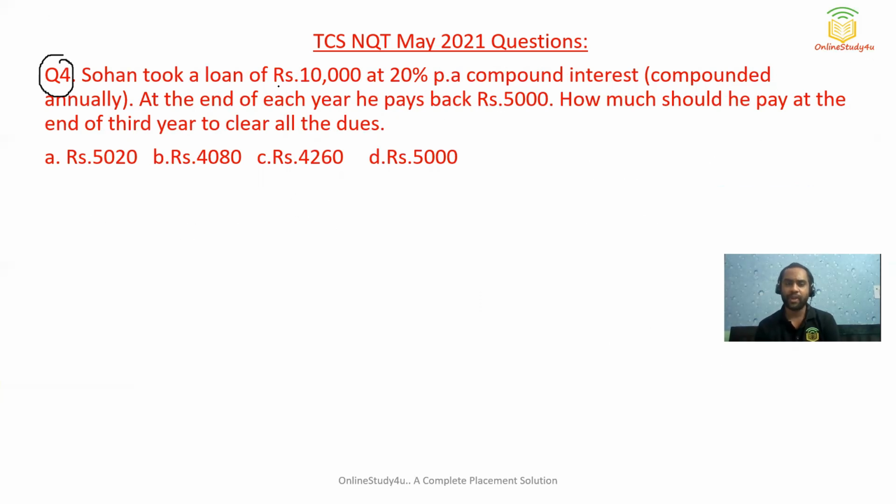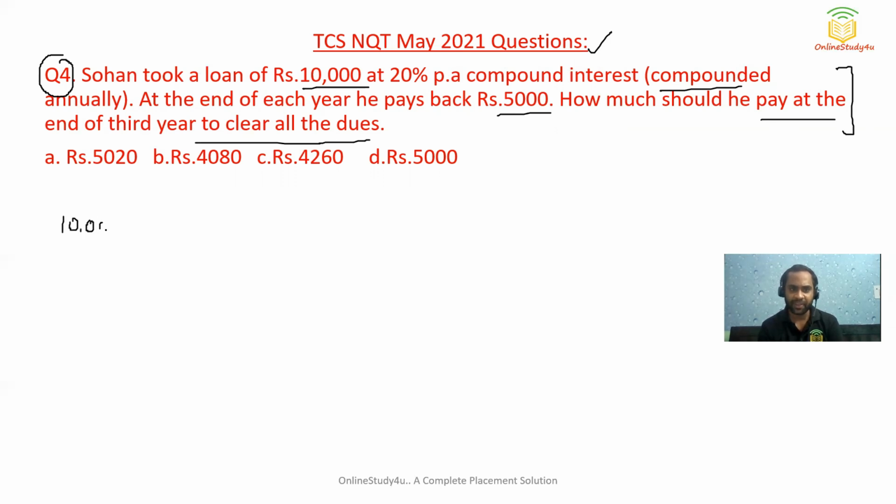So question number 4 is a question from compound interest, and this is one of the best questions that has been asked in the TCS NQT May 2020 examination. Sohan took a loan of 10,000 rupees at 20% per annum compound interest, compounded annually. At the end of each year, he pays back 5,000 rupees. How much should he pay at the end of the third year to clear all his dues?